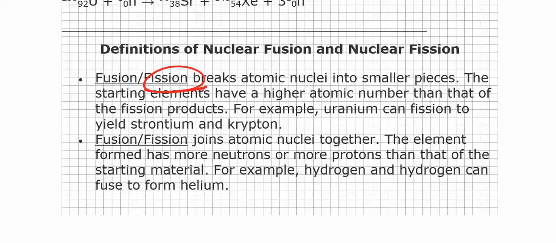The second one says either fusion or fission joins atomic nuclei together. When you're joining them together, we're going to call that fusion. So the second one would be fusion. The element formed has more neutrons or more protons than that of the starting material. For example, hydrogen and hydrogen can fuse to form helium. So once again, fission when you're breaking things apart, fusion when you're putting them together.